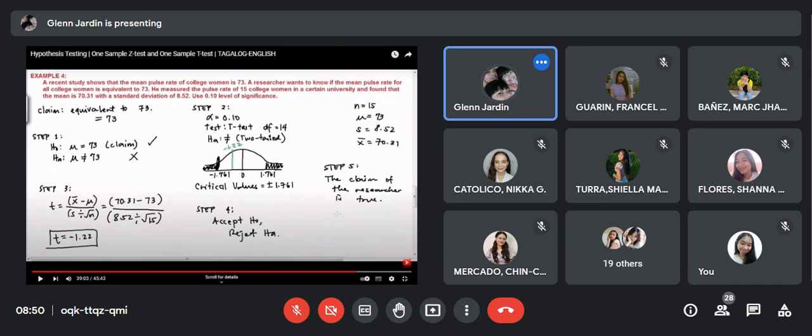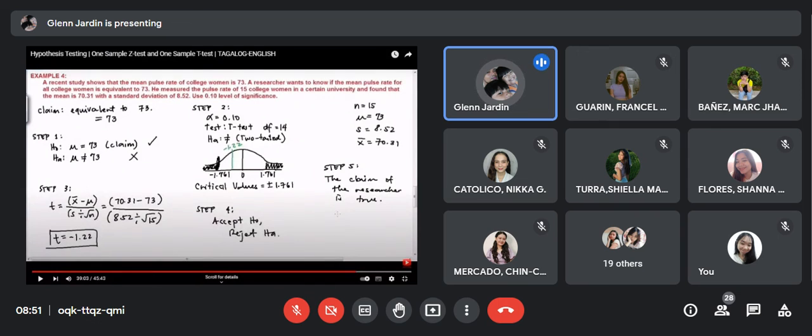Okay, step 3, computation. Substituting 70.31 for our mean, minus 73 as the population mean, divided by the standard deviation given as 8.52 divided by the square root of 15, which is the number of respondents. Pressing it in the calculator, we get negative 1.22. If we put this on the normal curve, this is how it looks. You can see both sides are the region of rejection, the shaded part, and the inside is the region of acceptance. Negative 1.22 falls inside the region of acceptance because it is greater than negative 1.761, as we said earlier.